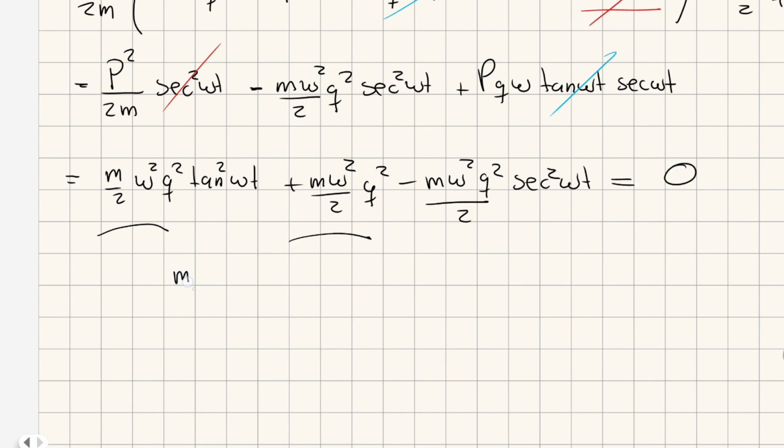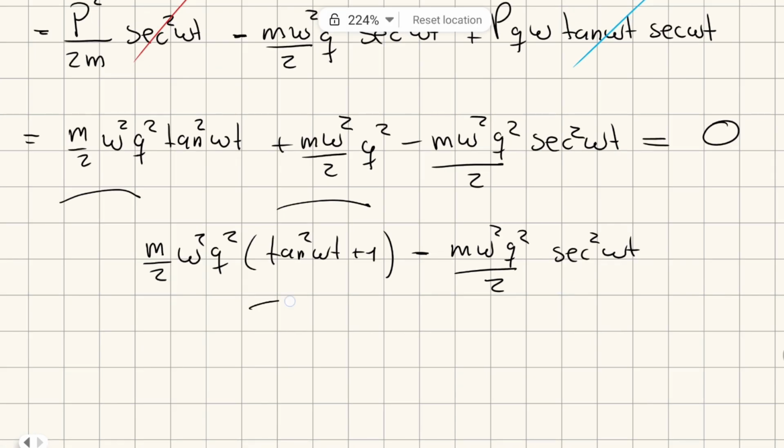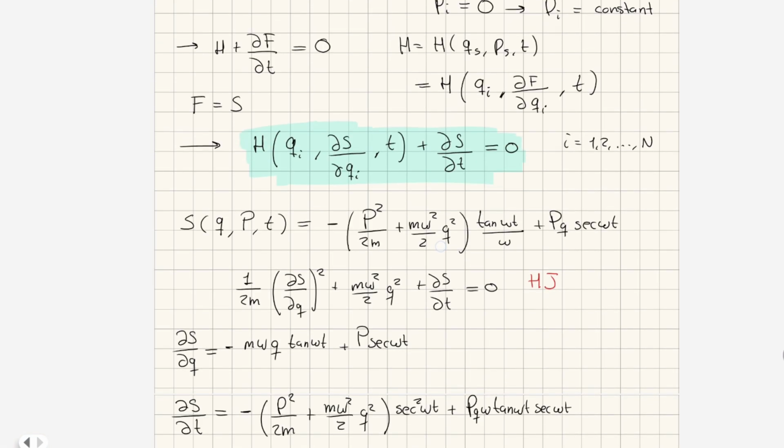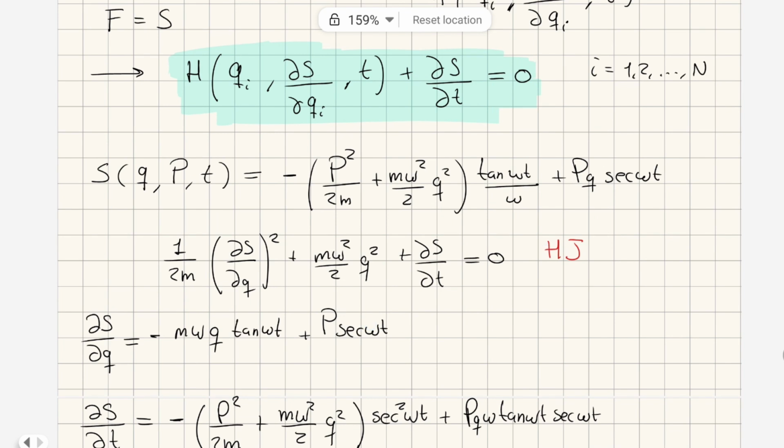Just to remark, it will be m divided by 2 omega squared q squared tangent squared omega t plus 1 minus m omega squared q squared divided by 2 secant squared omega t. But again, by a trigonometric identity, we have that this is secant squared omega t, so it cancels with this. So perfect, it will be 0. And that means that this function s, well, it is a solution of the Hamilton-Jacobi equation for the harmonic oscillator.